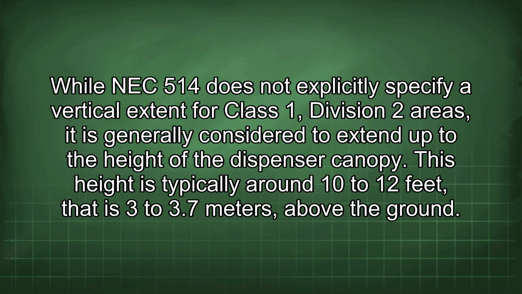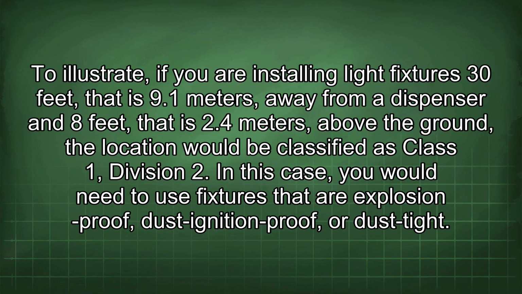While NEC 514 does not explicitly specify a vertical extent for Class 1, Division 2 areas, it is generally considered to extend up to the height of the dispenser canopy. This height is typically around 10 to 12 feet, that is 3 to 3.7 meters, above the ground. To illustrate, if you are installing light fixtures 30 feet, that is 9.1 meters, away from a dispenser and 8 feet, that is 2.4 meters, above the ground, the location would be classified as Class 1, Division 2. In this case, you would need to use fixtures that are explosion-proof, dust-ignition-proof, or dust-tight.